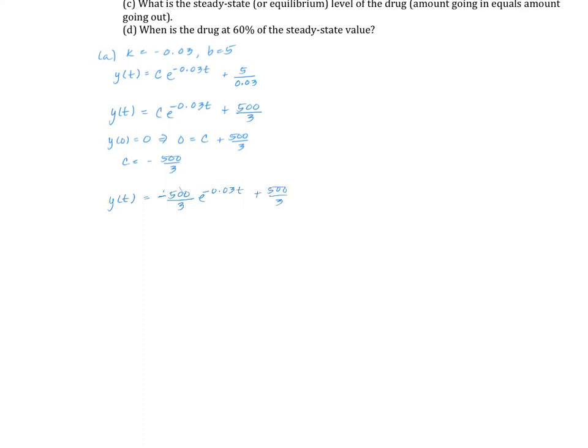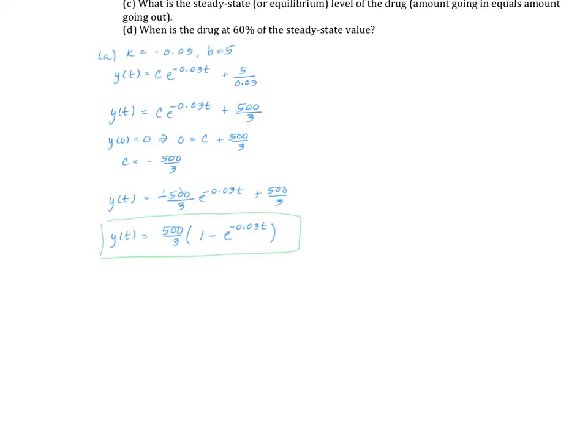So it actually is nicer if we go ahead and factor out the 500 over 3. What's left over in parentheses, I'm going to switch around and write as 1 minus e to the negative 0.03t. This is the solution to my initial value problem.